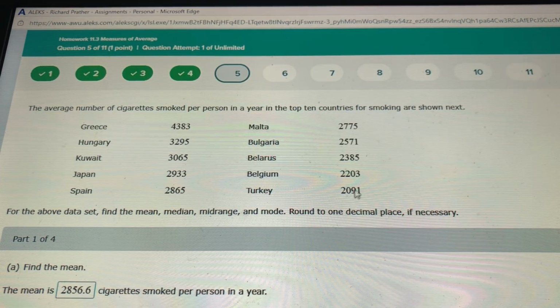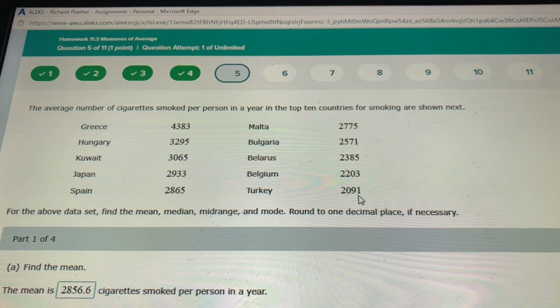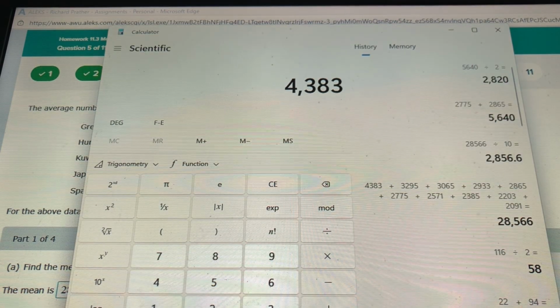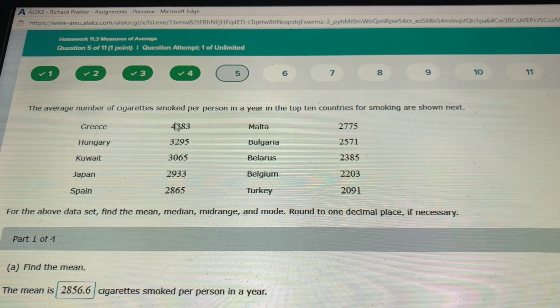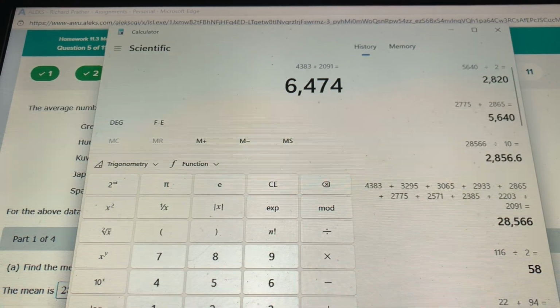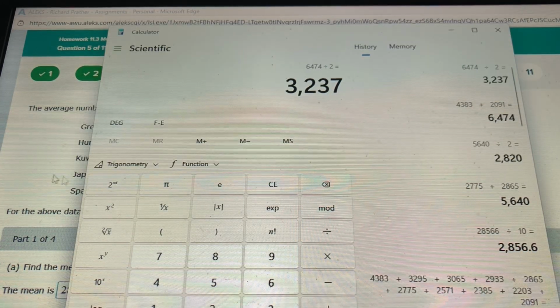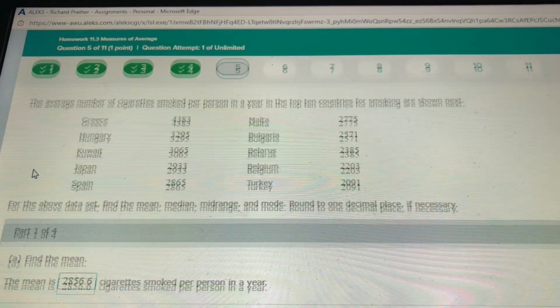Okay, mid-range: take the lowest plus the highest and divide by 2. The lowest is the last number, the highest is the first number. So 4383 plus 2091 divided by 2 is 3237.